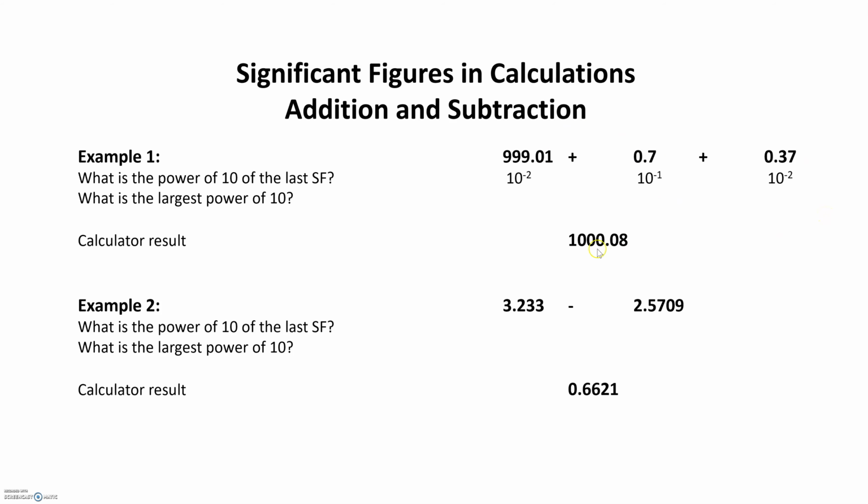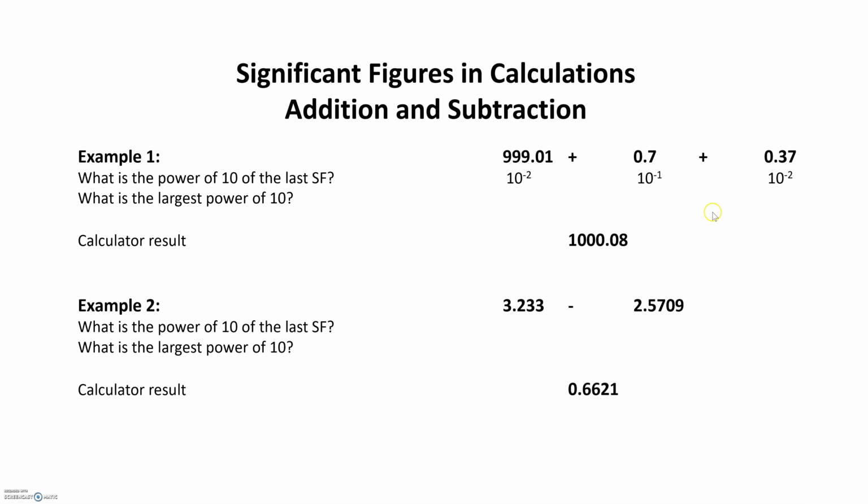Okay. So for our first number, the last significant digit is in the hundredths place. That's the 10 to the minus 2 power, the second decimal place. In our second number, we have 1 decimal place, or the last digit being in the 10 to the minus 1 position, the tenths place. And our third number has 2 decimal places, or again in the 10 to the minus 2 power.